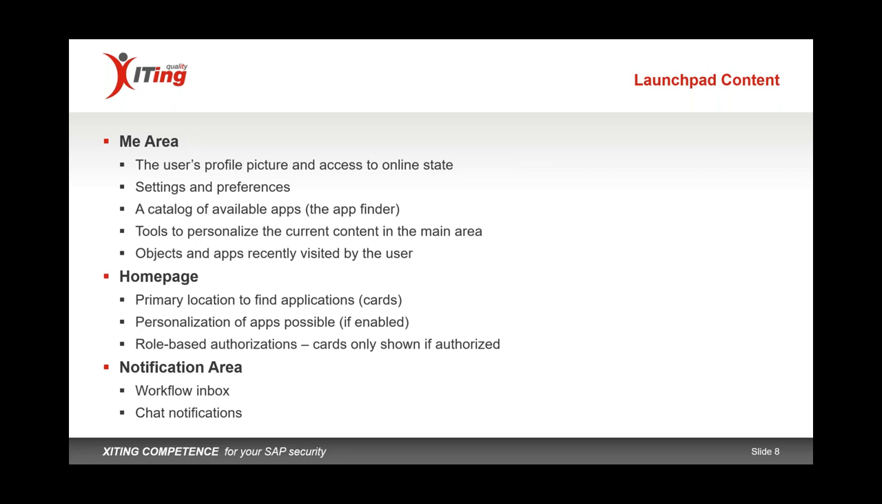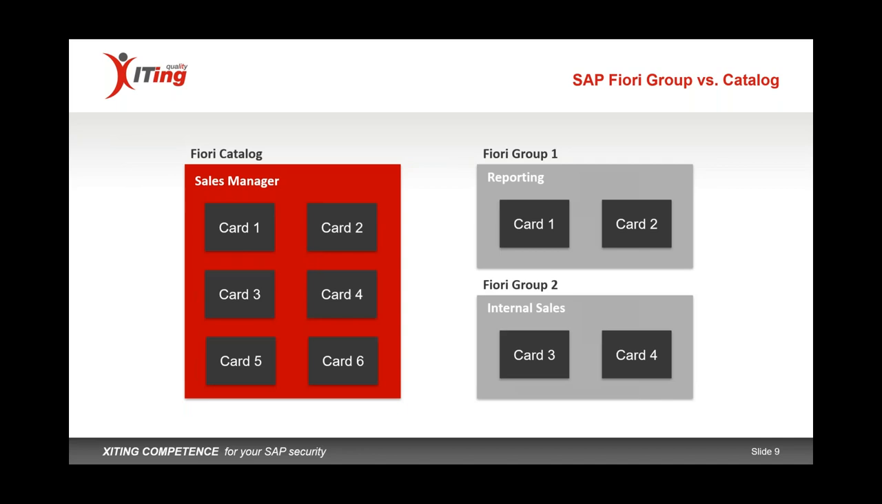Like I said, important with Fiori is from an authorization perspective that we have to authorize a catalog and we have to authorize groups. Important to understand here, the authorizations, basically, whether I can run or whether I can even see an app in Fiori in the launchpad, is all based on the catalog. So in the catalog, there's SAP standard catalogs that are delivered, but we have to basically build our own custom business catalogs at the end of the day.